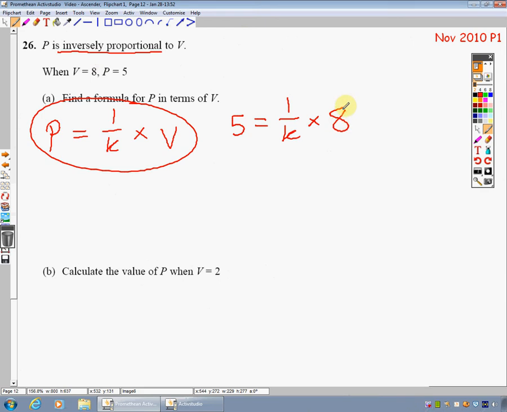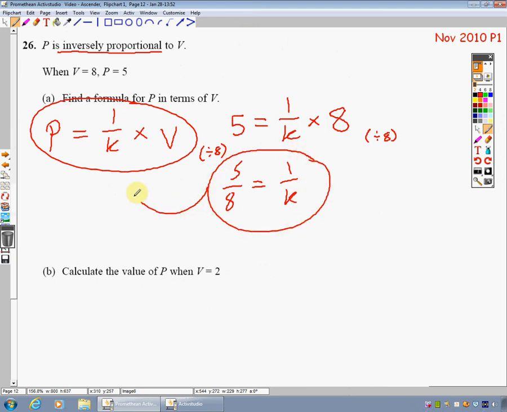Okay, which is going to give us 5 divided by 8 equals 1 divided by K. And that's all I'm going to do. I don't need to do anything more there. I'm just going to take that, my 1 divided by K, and put it back in here. So I'm going to end up with P equals, my 1 divided by K is just equal to 5 divided by 8. So 5/8 of V. And that's my final little formula.